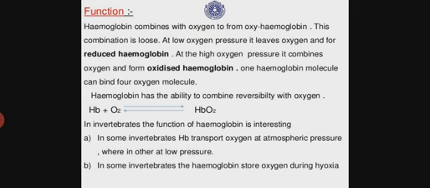So this is all about hemoglobin, one of the main respiratory pigments seen in some invertebrates and all vertebrate animals. And let us continue our discussion in the next class with other respiratory pigments.